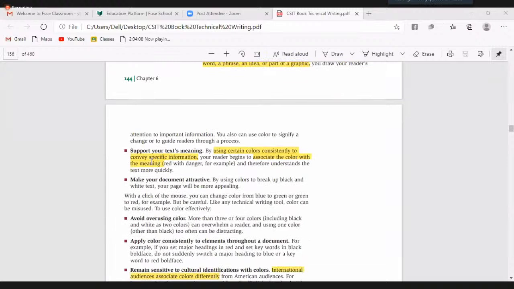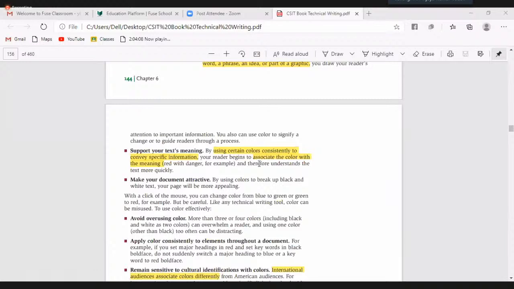Then we can also use color to support your text's meaning. In order to support the meaning of the text, we can use color, using certain colors consistently to convey specific information. We should not abruptly or suddenly change the color. Whatever colors we are using must be consistent. Then it gives specific information to the readers. Actually, the readers will start associating color with meaning.